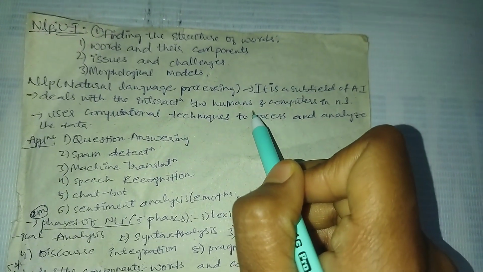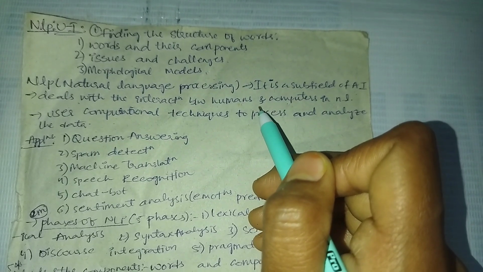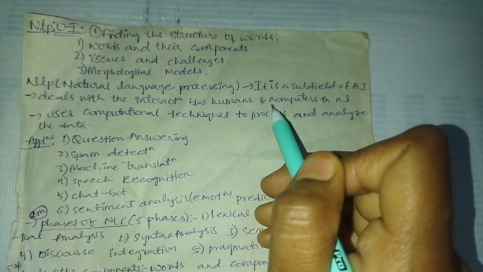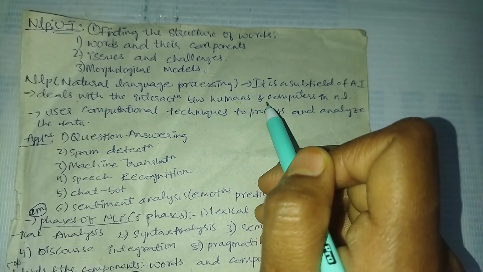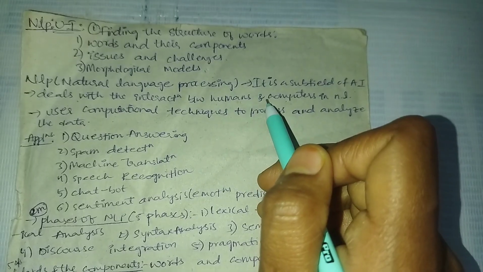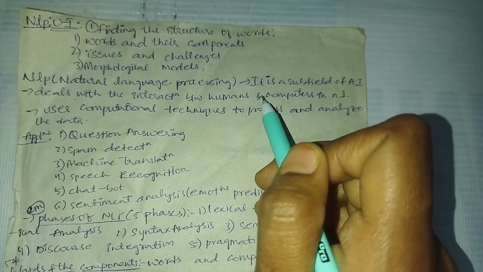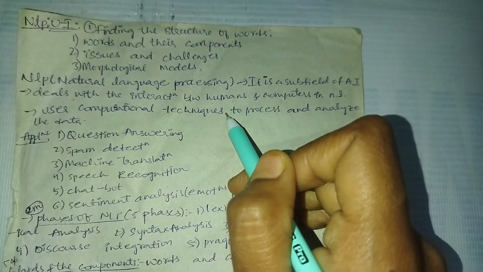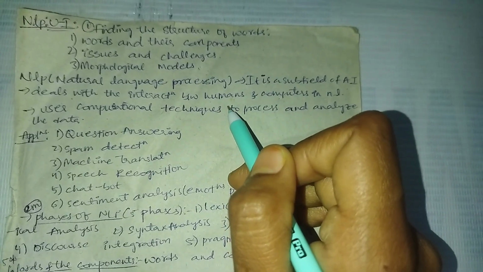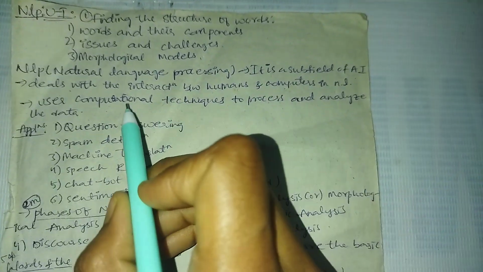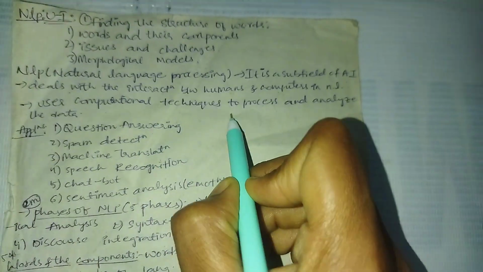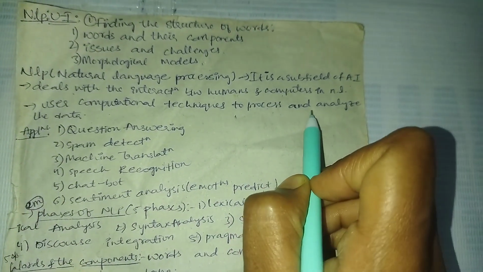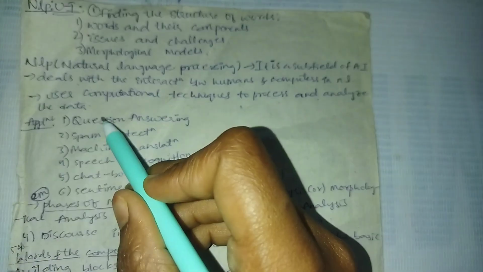For example, ChatGPT: we ask a question to ChatGPT, it will analyze and understand it, and it will generate the information regarding our question and give it to us in natural language. It is an example of natural language processing. It uses computational techniques for processing and analyzing the data.